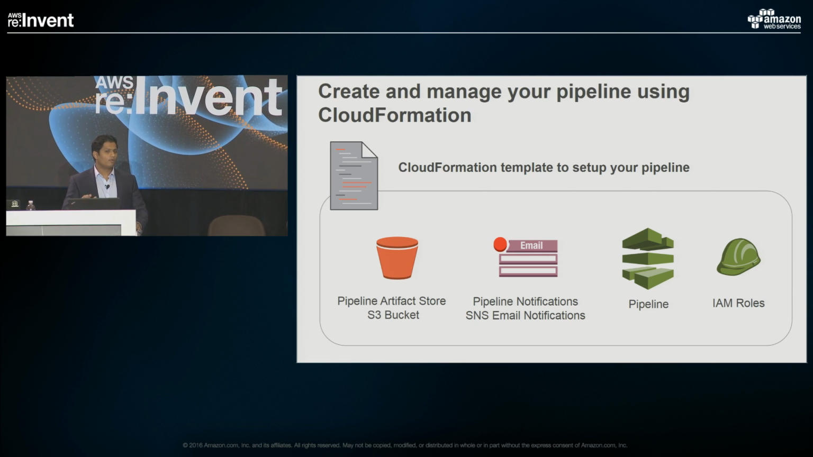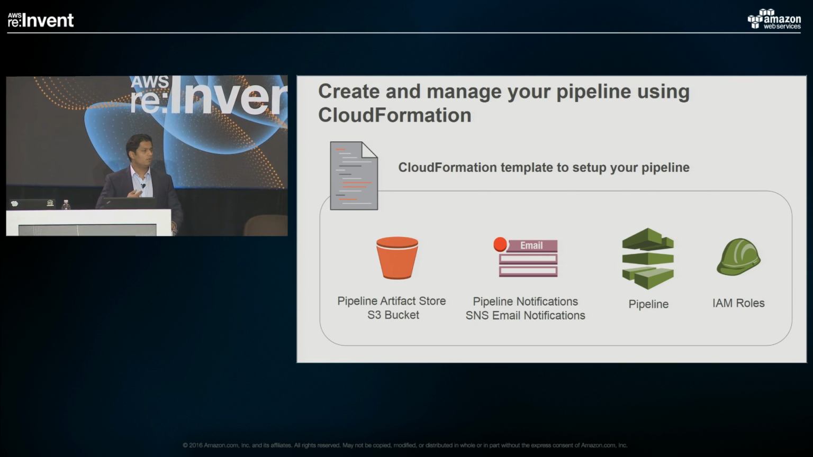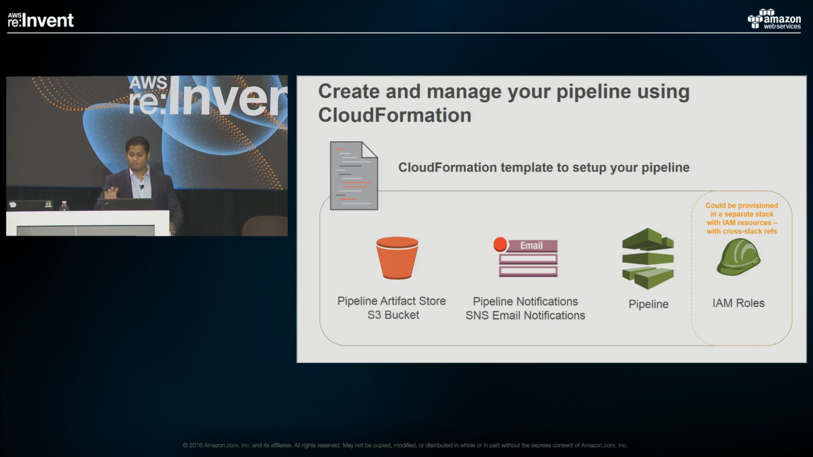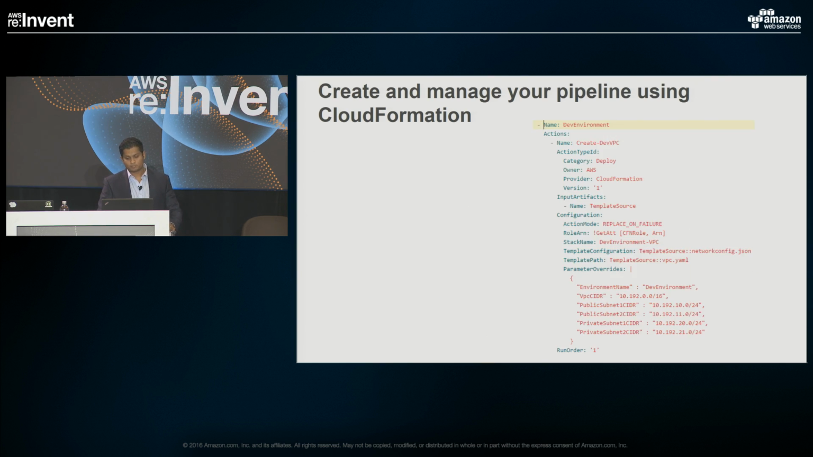You need two IAM roles. One is to allow CodePipeline to call CloudFormation on your behalf, and the other is to allow CloudFormation to call the other services on your behalf. Ideally, you'd provision these roles in their own separate stack and have them managed independently. But for this example, I included it all in one.